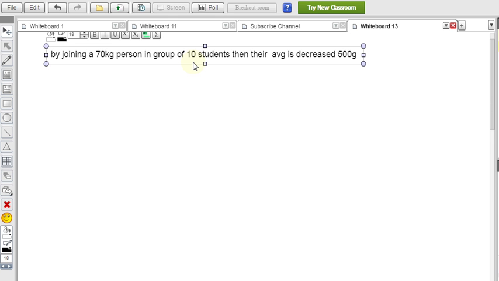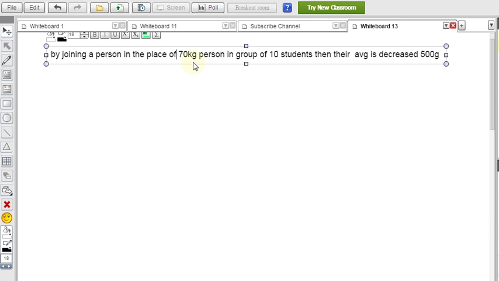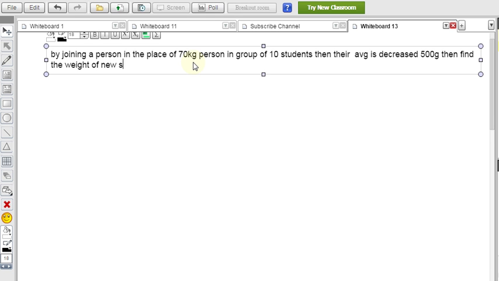Okay, the question is a little changed. By joining a person in the place of a 70 kg person in a group, their average is decreased by 500 grams. Then find the weight of the new person, the new student.